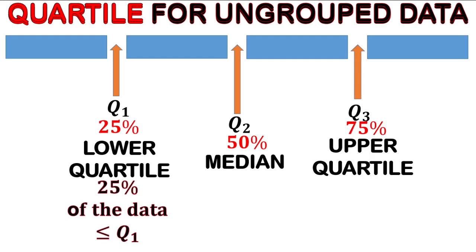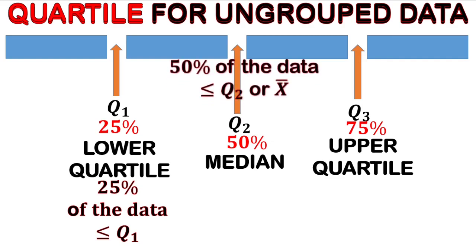That means 25% of the data is less than or equal to the first quartile, while 50% of the data is less than or equal to the second quartile, and 75% of the data is less than or equal to the third quartile.